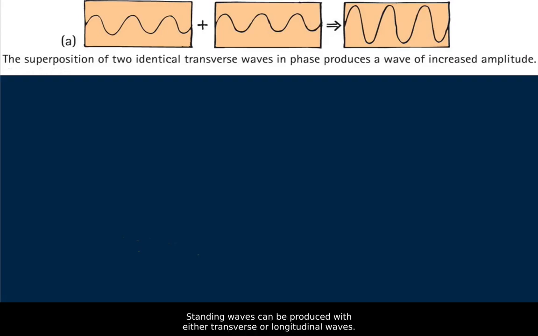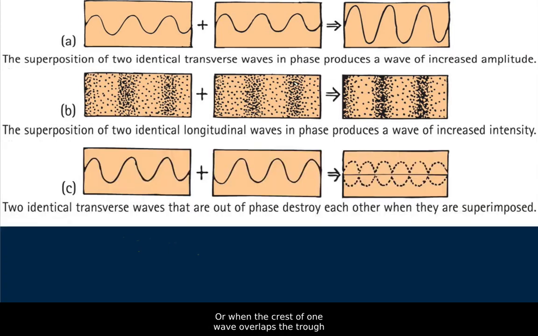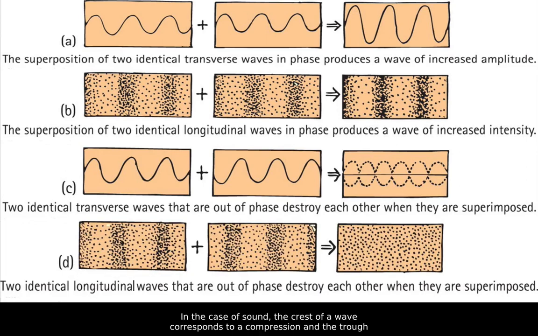Standing waves can be produced with either transverse or longitudinal waves. Here we see a comparison of both types of waves. In either case, when the crests of one wave overlap the crests of another wave, increased amplitude results. Or when the crest of one wave overlaps the trough of another wave, decreased amplitude results. In the case of sound, the crest of a wave corresponds to a compression, and the trough of a wave corresponds to a rarefaction. Interference occurs for all waves, both transverse and longitudinal. Maybe click on the pause and take a few moments to study this.